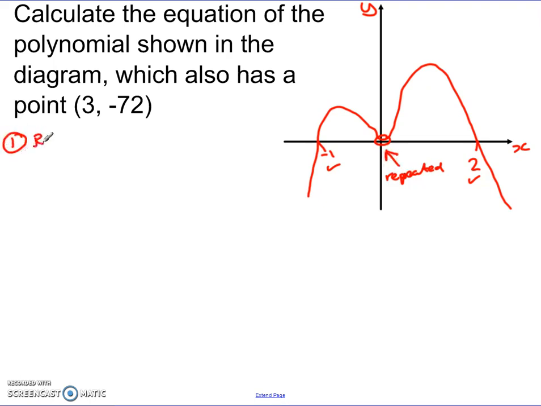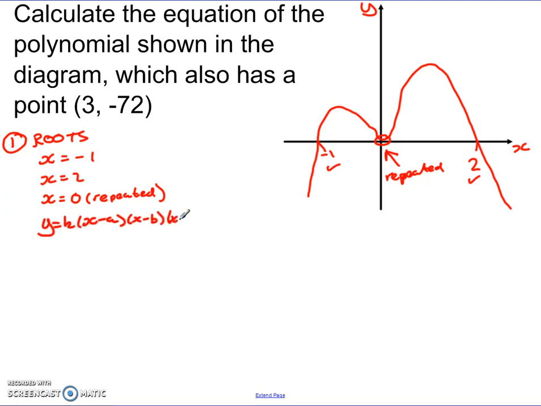So the first one, we still look at the roots of the equation, and we still see what they can tell us. So we know one root is x = -1. We know the other root is x = 2. And we know our third root is x = 0. But we know that's a repeated root, just by the diagram, because it turns back on itself as it touches the x-axis. So we know our general form was y = k(x - a), so one root, (x - b), so another root, and (x - c). Now, the thing is, one of these is repeated. So what we're then able to say is one of these brackets, let's say the (x - c), is squared, because it takes into account the repeated root.